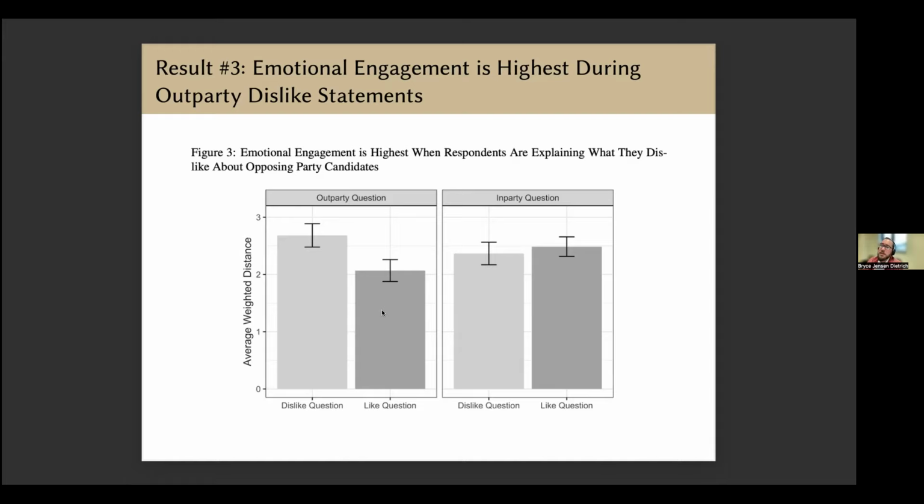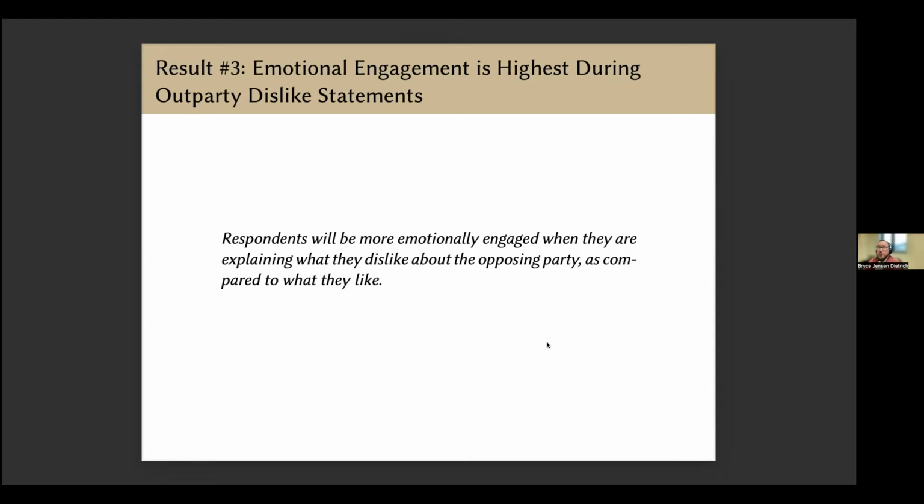Now, in the appendix, we create a random version of this to ask what happens if we take random graphs from the respondents, to give some sense of what these measures should look like under pure random chance. And these are much higher than what we would expect given pure random chance, which means I think this measure is capturing something systematic within the survey data that we're ultimately using. So we find support for the first hypothesis: respondents will be more emotionally engaged when explaining what they dislike about the opposing party as compared to what they like.